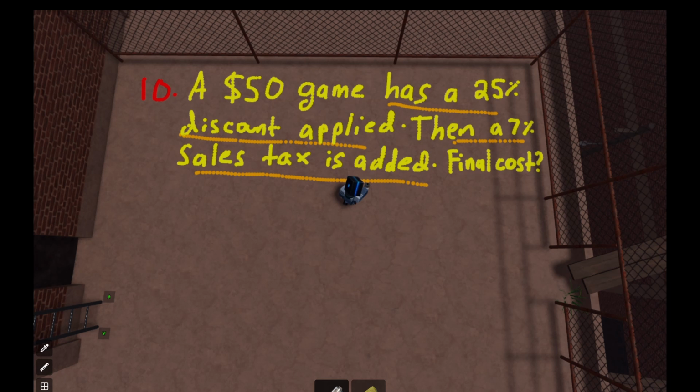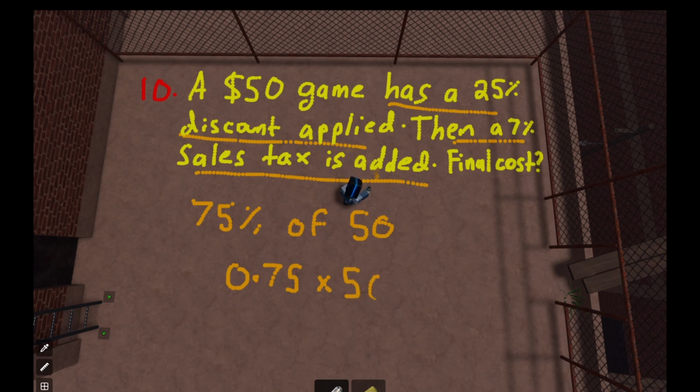If you have a $50 game and you apply a 25% discount, that means that you only have 75% of the cost of the game remaining. So the cost after the discount is just 75% of 50. And to do that, just do 75% is 0.75 as a decimal, and you multiply that by 50. And this means that after the discount, the cost of the game is $37.50. So let me just write down that it's after discount.